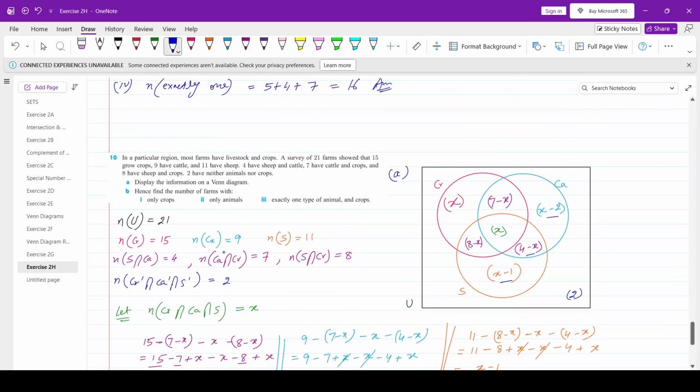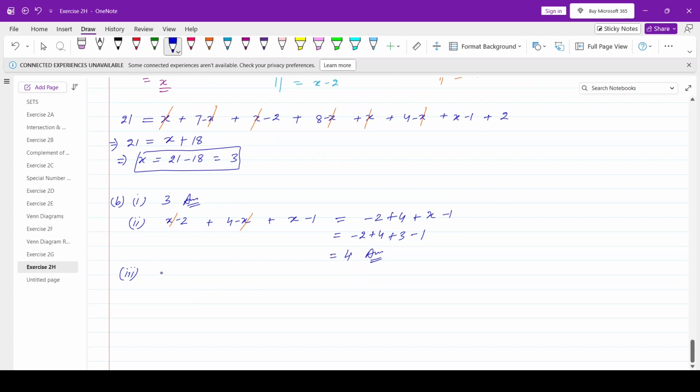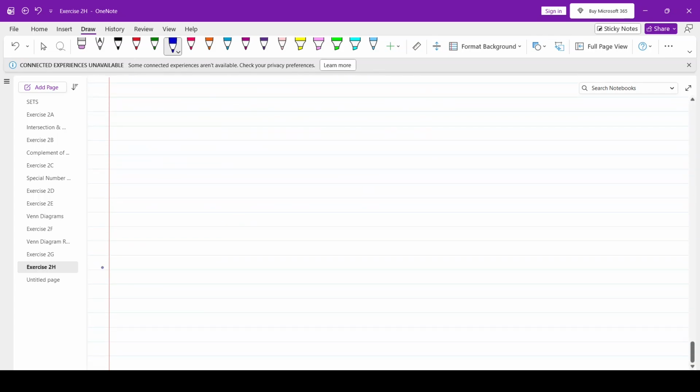Subsection 3, exactly one type of animal and crops. So exactly one type of animal and crops will be this region and this region. 8 minus x, 7 minus x. So this is going to be 8 plus 7 is 15 minus 2x, which is 15 minus 2 into 3, 15 minus 6, 9. Let's move on to the next question.